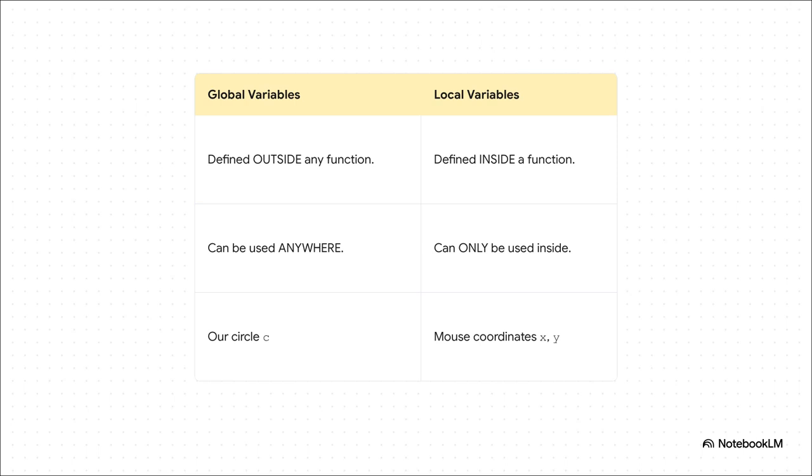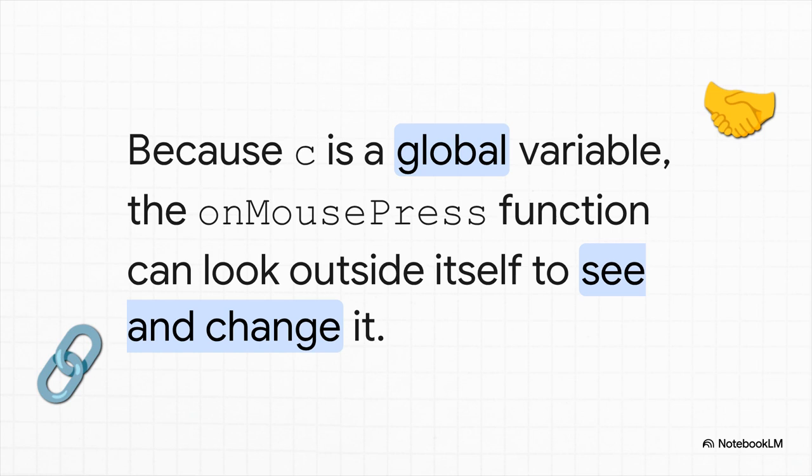It's public. On the other hand, local variables are born inside a function and they can only be used right there. A perfect example is the mouse coordinates, x and y. They get passed into our onMousePress function, and as soon as that function is done, they disappear. And that right there is the whole secret. The code works because we made c a global variable. It exists in this shared space where everybody can see it. So the onMousePress function can look outside of its own little local bubble, see c hanging out, and go mess with its properties. That global scope is what connects everything together.